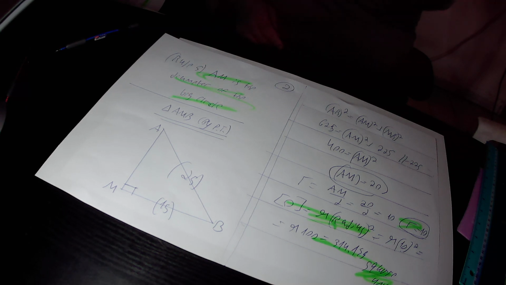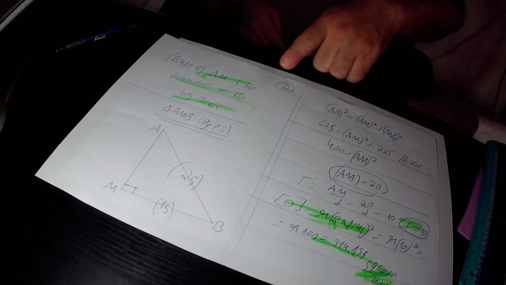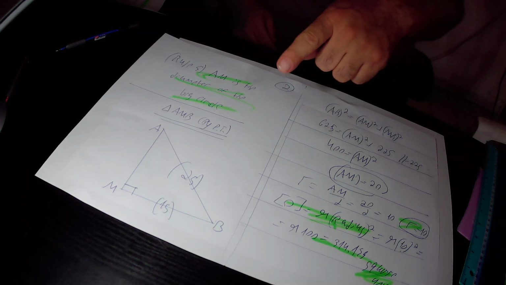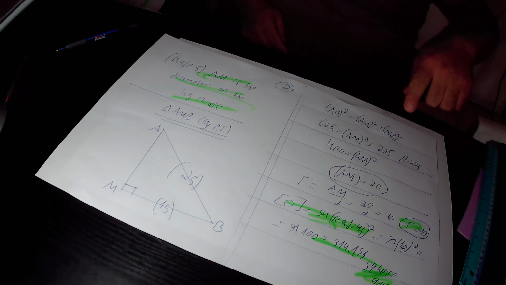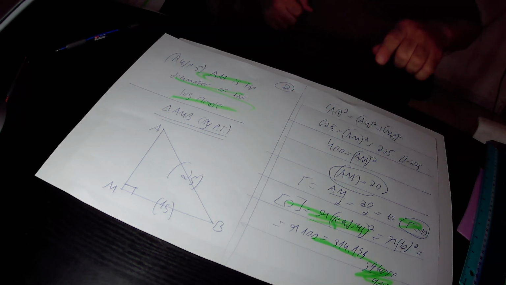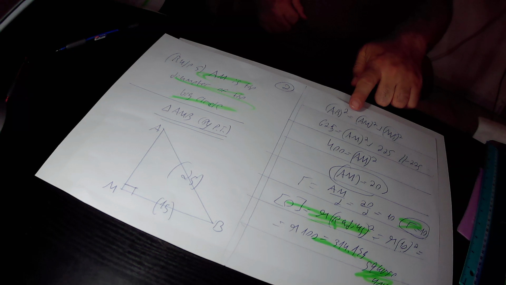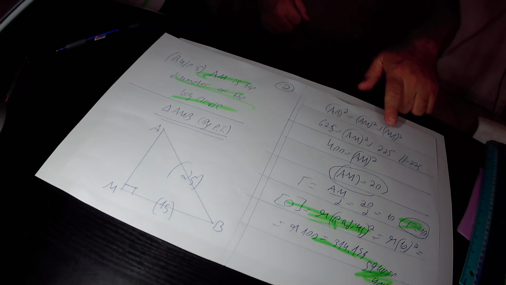AM is the missing side, so we leave it as it is, so it is AM squared plus MB squared. MB is 15, therefore MB squared is 15 squared, that is 225. So in total, according to the Pythagoras theorem, we found out that 625 equals AM squared plus 225.